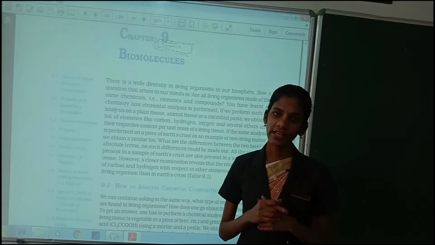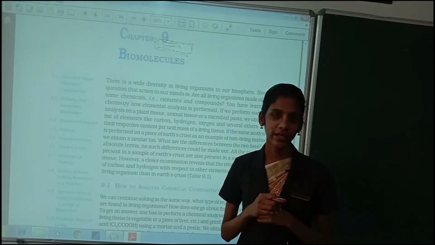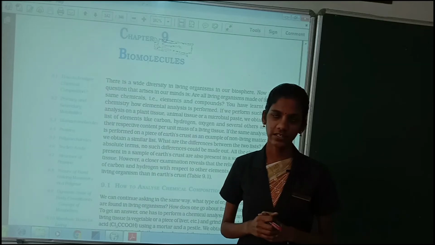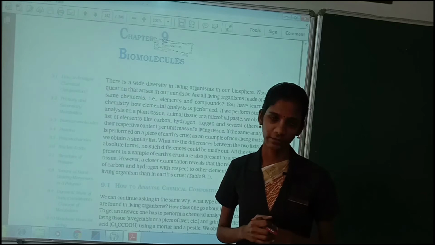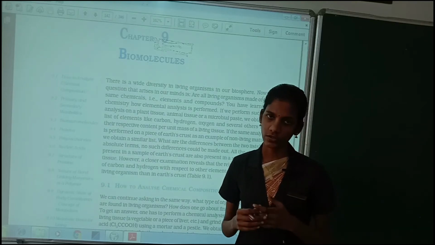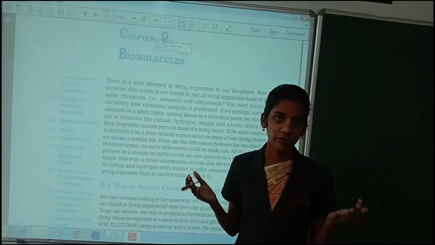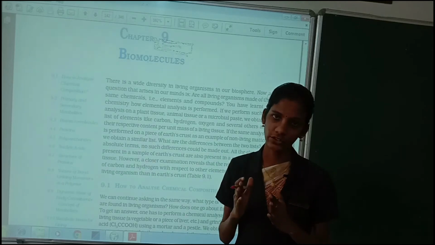When we conduct elemental analysis in a living tissue, we can find out the presence of elements, isn't it? Different kinds of elements are there in the living organism. For example, carbon, hydrogen, oxygen, nitrogen. These are the different elements that can be found in the living tissue.